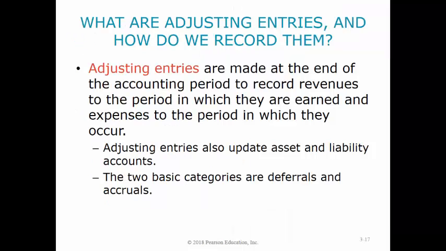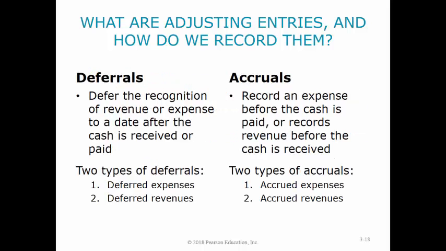Adjustments are needed to properly measure several items, such as: 1. Net income or loss on the income statement, and 2. Assets and liabilities on the balance sheet. There are 2 basic categories of adjusting entries: deferrals and accruals. In a deferral adjustment, the cash payment occurs before an expense is incurred, or the cash receipt occurs before the revenue is earned. Deferrals defer the recognition of revenue or expense to a date after the cash is received or paid. Accrual adjustments are the opposite. An accrual records an expense before the cash is paid, or it records the revenue before the cash is received.